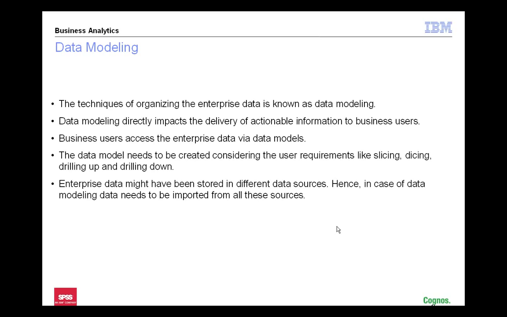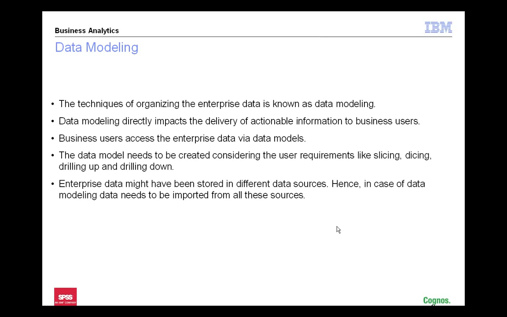Okay, data modeling. Data modeling is what we call the techniques of organizing enterprise data. So how do we organize data? This organization of data is done in two techniques. One is called ER modeling, another is dimensional modeling. Why this is done is, the actionable information you need from the reports is generally impacted by the organized enterprise data that you have in your models. So that's why data modeling is of importance. And data modeling directly impacts the delivery of actionable information. That's what explains the previous point.